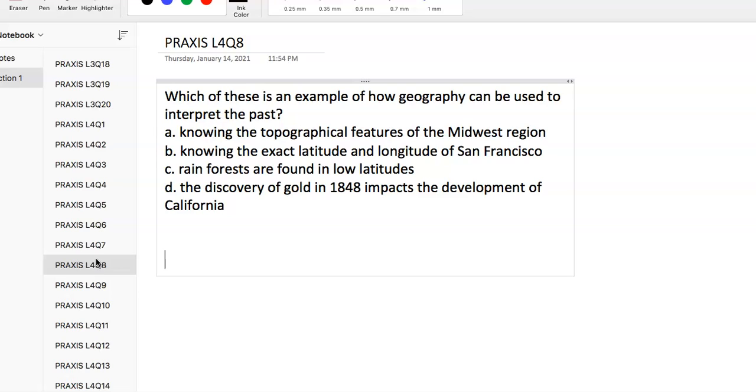Which of these is an example of how geography can be used to interpret the past? So what we want to know is that in 1848, California's most famous gold rush began. This quickly led to worldwide immigration to California following the discovery of gold. The growth of the state, as well as the city of San Francisco, followed. So we want answer choice D, the discovery of gold impacts the development of California.